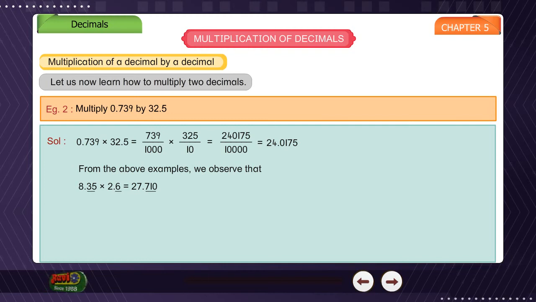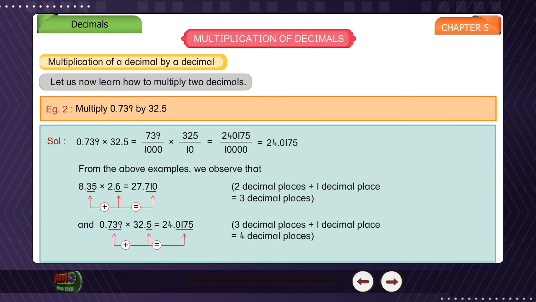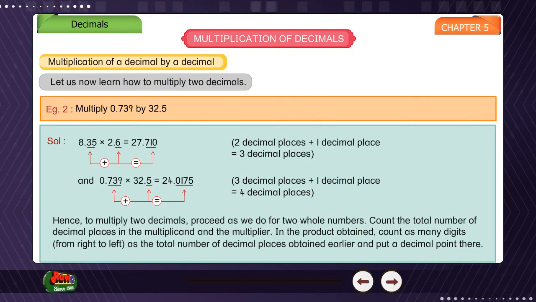From the above examples, we observe that 8.35 into 2.6 is equal to 21.710. Two decimal places plus one decimal place is equal to three decimal places. And 0.739 into 32.5 is equal to 24.0175. Three decimal places plus one decimal place is equal to four decimal places. Hence, to multiply two decimals, proceed as we do for two whole numbers. Count the total number of decimal places in the multiplicand and the multiplier. In the product obtained, count as many digits from right to left as the total number of decimal places obtained earlier and put a decimal point there.